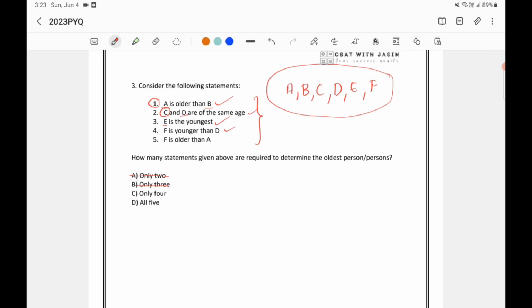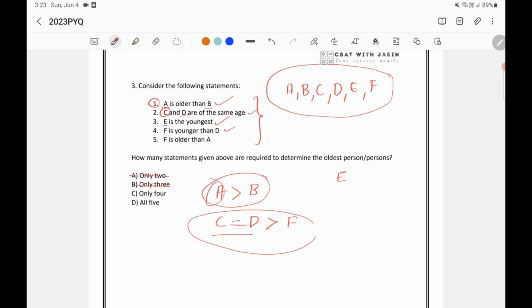So the first statement says that A is older than B. The second statement says that C and D are of the same age, so C is equal to D. The third statement says that E is the youngest, so E will come last. Now the fourth statement says that F is younger than D. So we have written it like this. Now we should get a relationship between this and this, then only we can say who is the oldest, because sometimes A can be the oldest, sometimes C or D can be the oldest. We don't know. Now if you look at the fifth statement, it says that F is older than A.